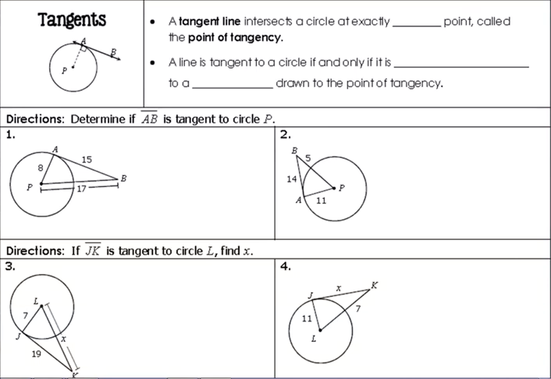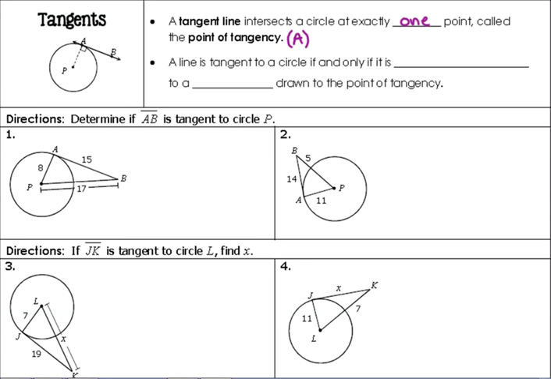Okay, so we already defined what a tangent is, but let's just jog our memory as to what a tangent line actually is. A tangent line intersects a circle at exactly one point, and that is called the point of tangency. So in the little illustration there, the point of tangency here would be point A.